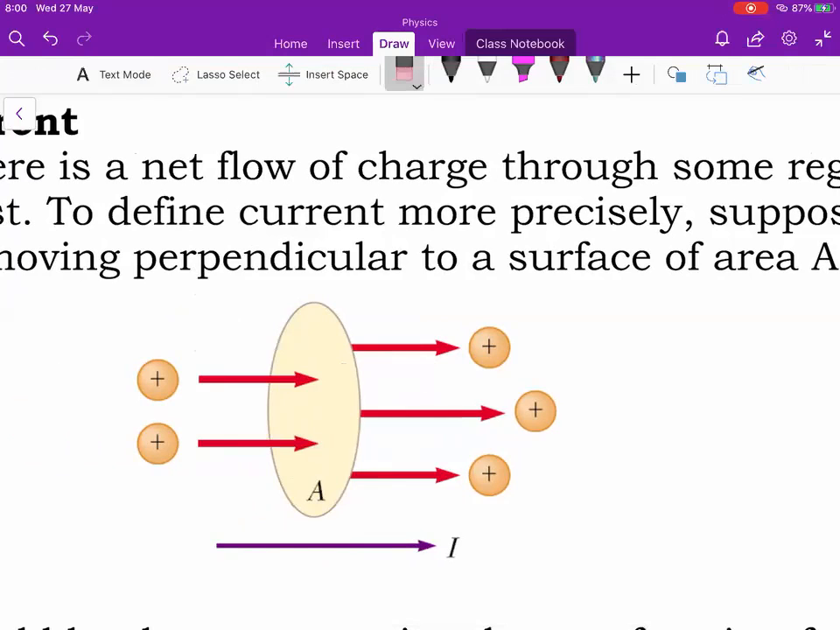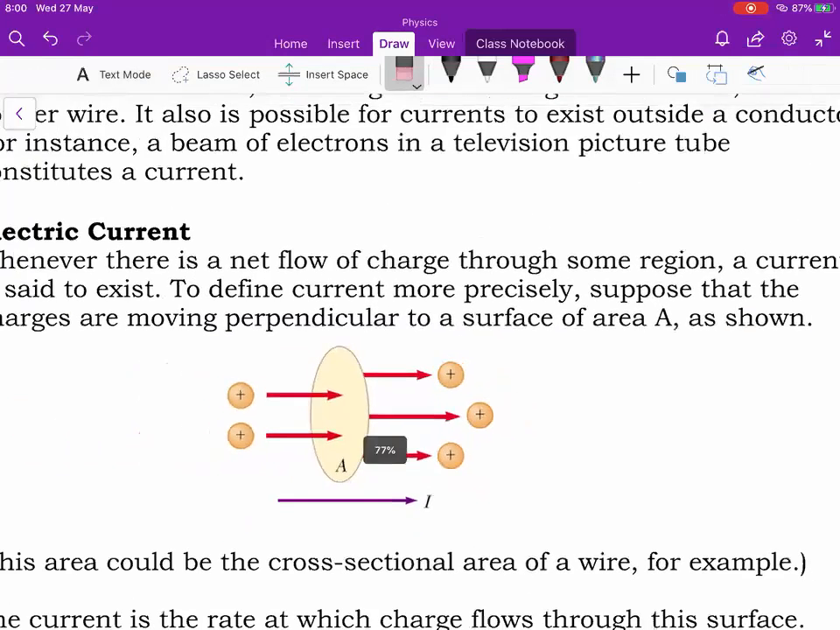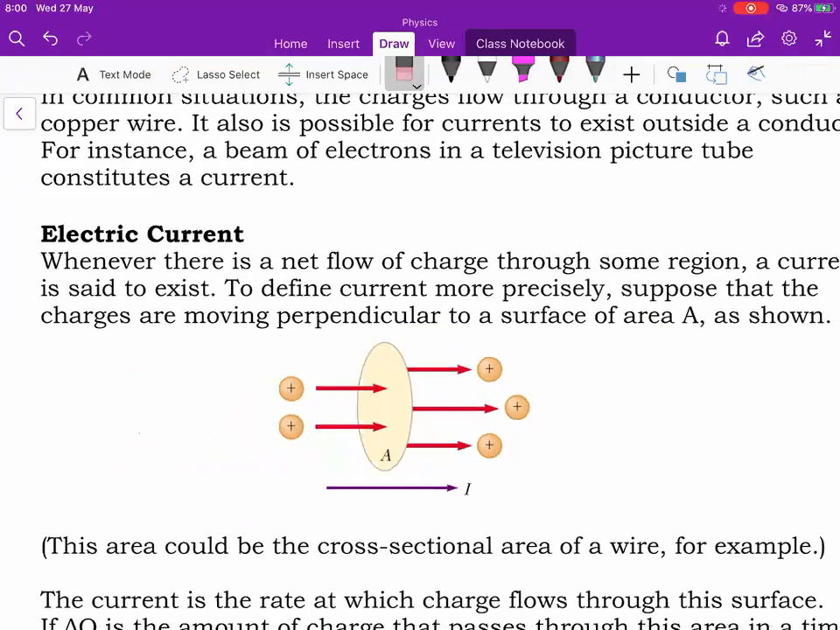Okay, by convention we have taken the direction of current to be the same as the direction of positive charge flow, or opposite to that of the flow of negative charge.